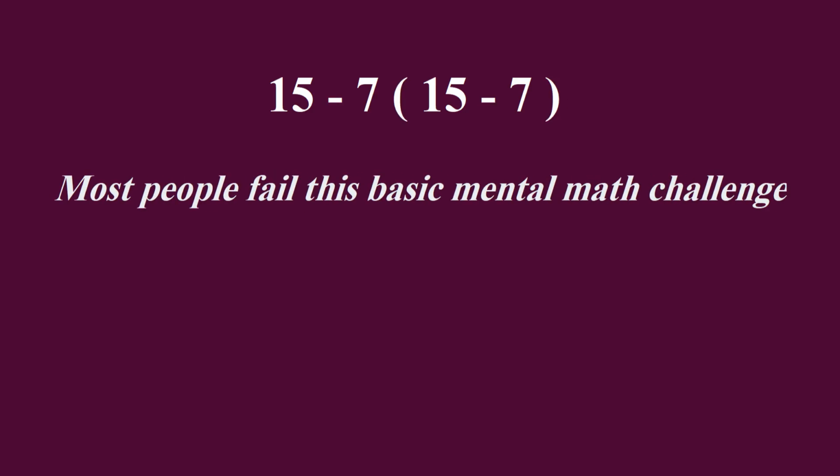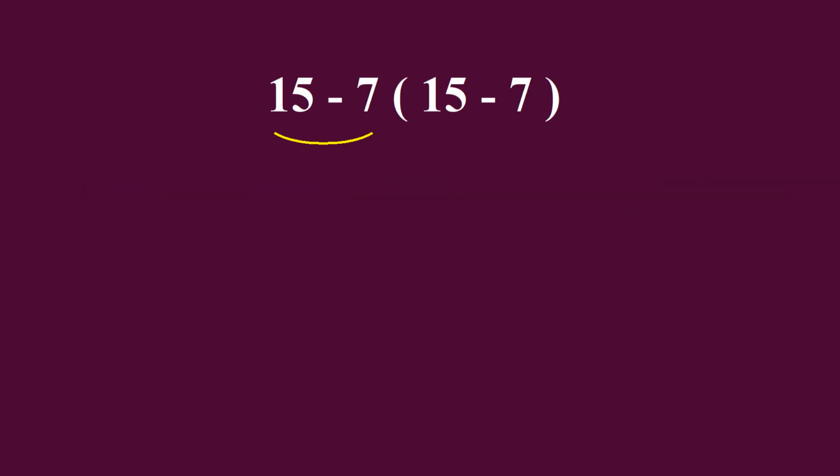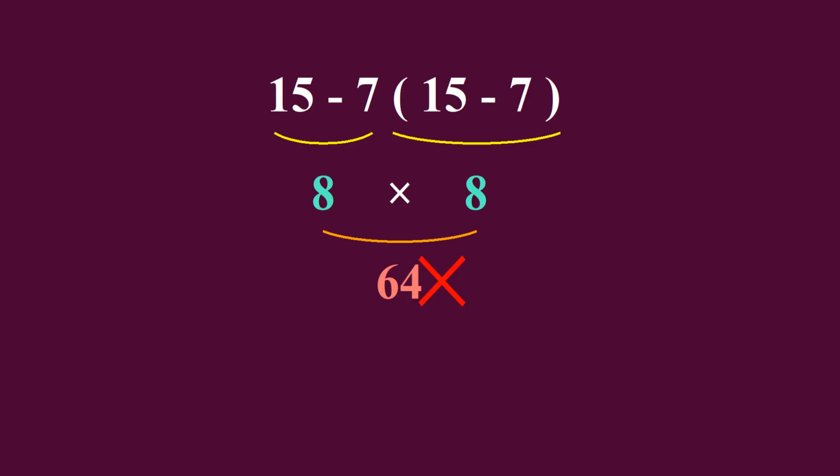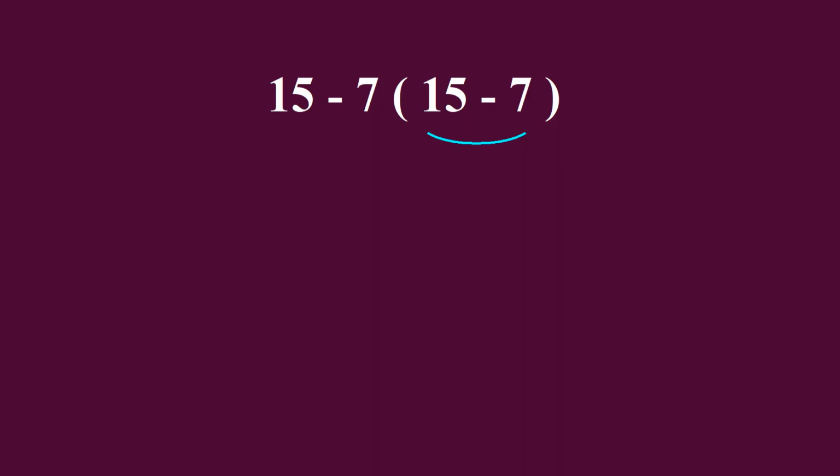Coming your way in this video: 15 minus 7 which equals 8, times 15 minus 7 which equals 8. Now we have this problem, 8 times 8 which equals 64. But this answer is not correct because according to the order of operations we have to work on the parentheses first, then work on multiplication, and at last work on adding and subtraction. So first we do this subtraction, then this multiplication, and at last this subtraction.